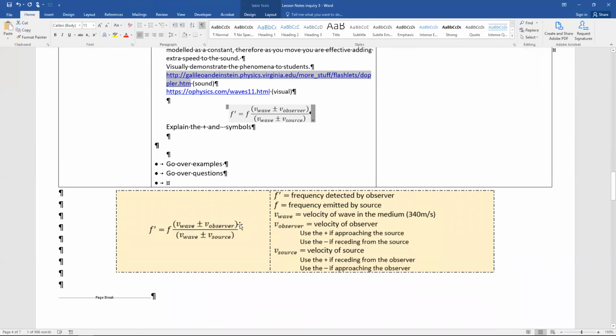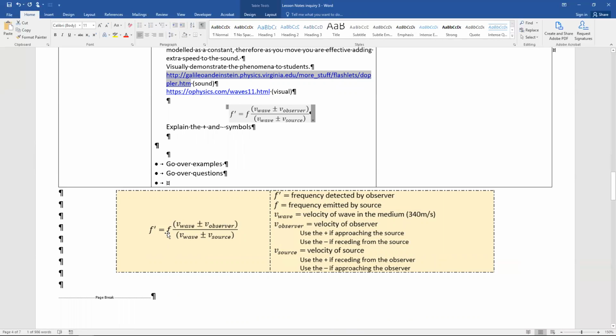So what you need to understand is what this is saying. You have some kind of frequency that's being emitted by a source. So that's a fire truck, a person, whatever it is that's creating the sound, that's creating the frequency. That's what that F stands for. The F with a prime on top of it, or apostrophe, call it F prime. That's the perceived frequency. That's the detected frequency by the observer. So that's the different frequency, right?